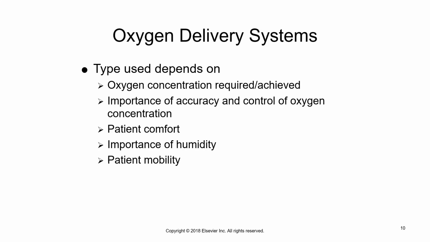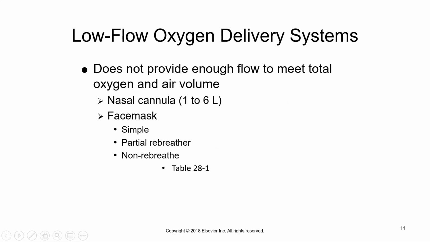There are many different types of oxygen delivery systems. This is not new information to you. So I'm going to fly through these very quickly. You need to be aware of what the oxygen delivery systems are and how to care for patients with these oxygen delivery systems. You have low flow oxygen, which is nasal cannula, can be a simple face mask or a partial rebreather.